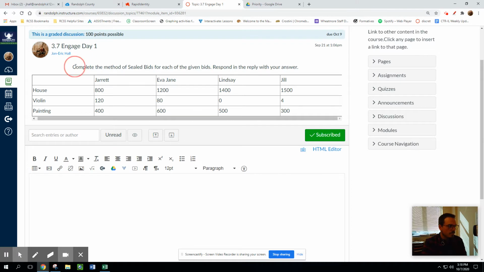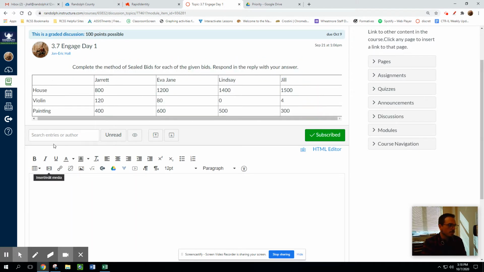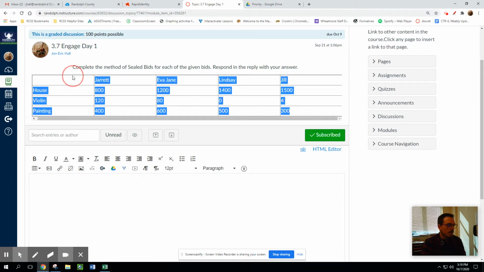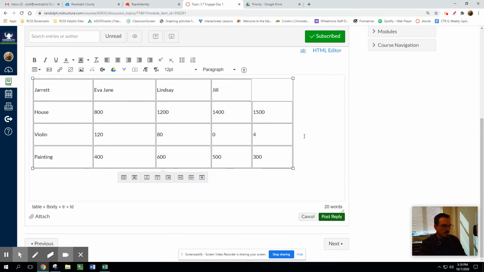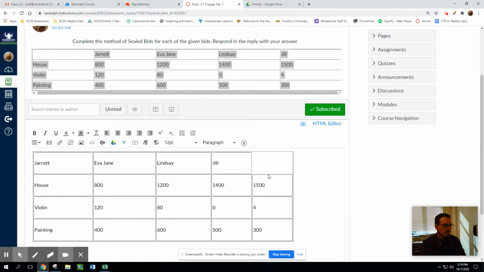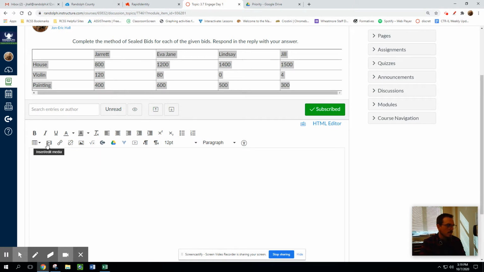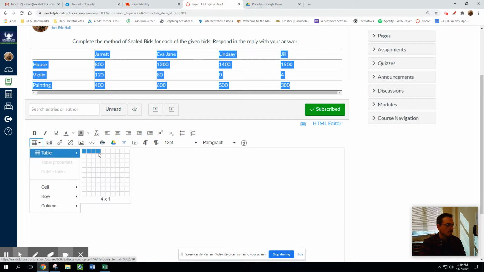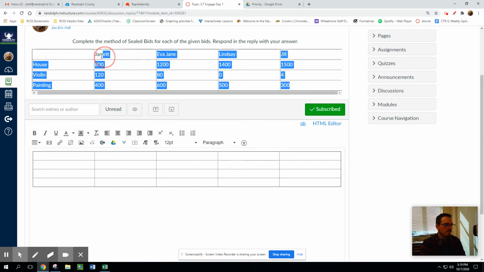So for the completion of the sealed bids method, what I'm going to do real quick is copy my table, bring it down here, hand it out. I don't know why I have an extra row. Here's what I'll do. I'll delete this one and create my own. Looks like a 1, 2, 3, 4, 5 by 4. I can always add in more if I need to.